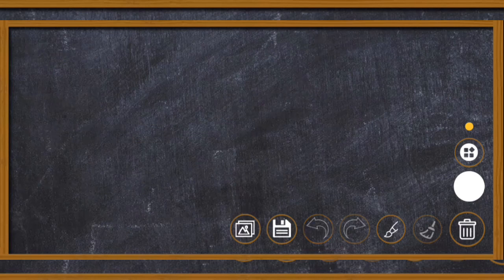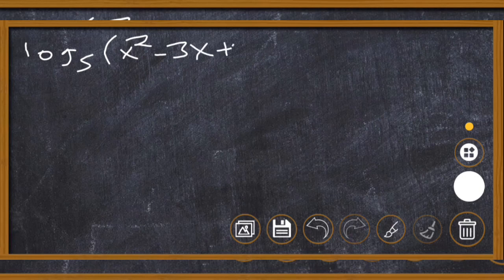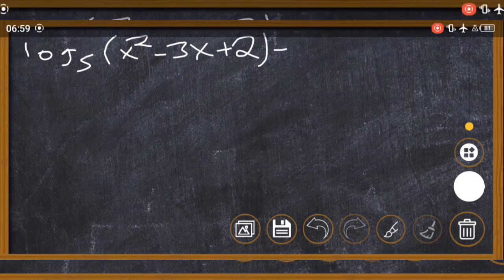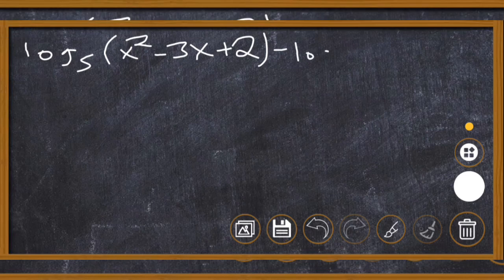So let's look at another example. Let's say we have log 5, and then let's say we have x squared minus 3x plus 2. Let's say here we have minus log 5, and then we have x minus 1. This equal to what? Let's say it's equal to 2. So in this case, as we can see, log 5 is common. So in this case, we're going to factor it out. We are going to factorize it.